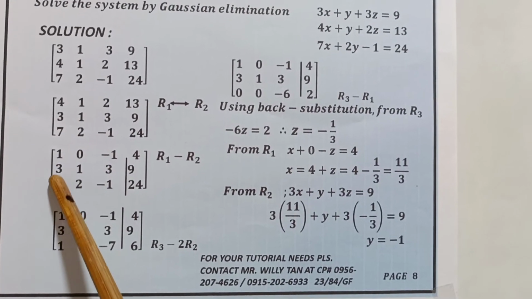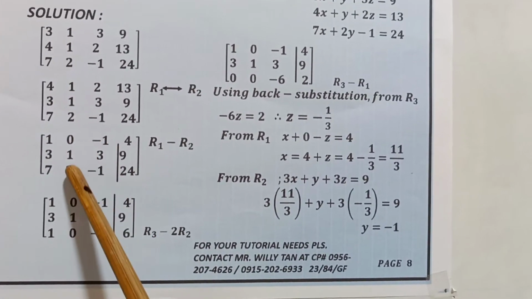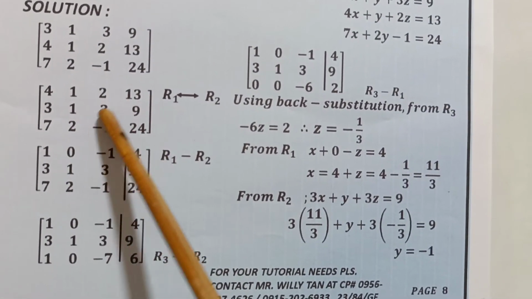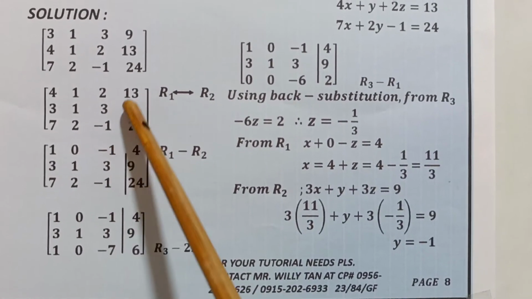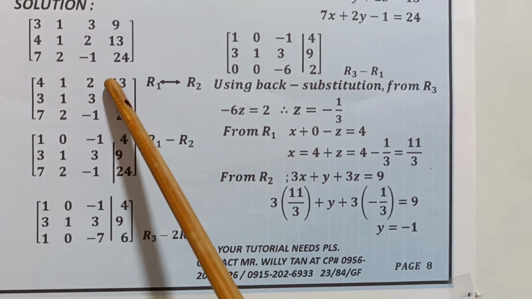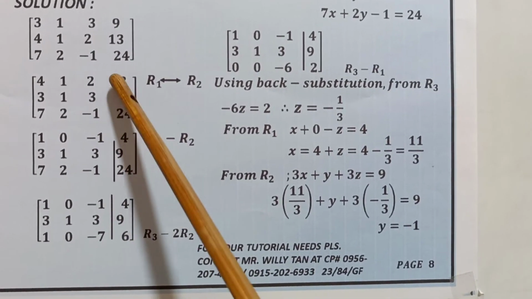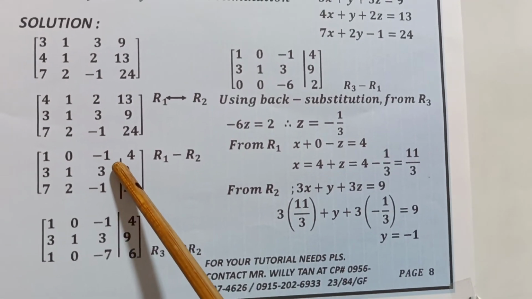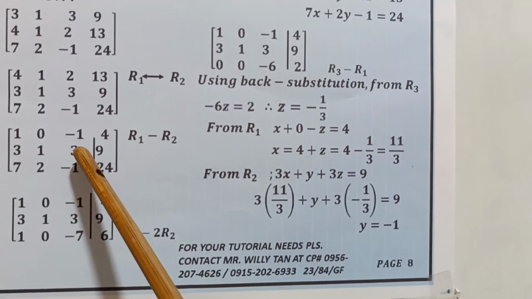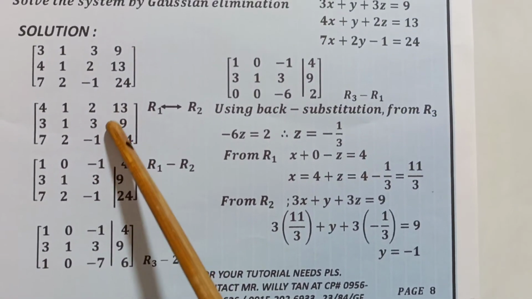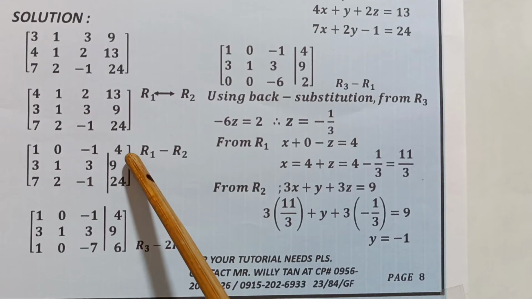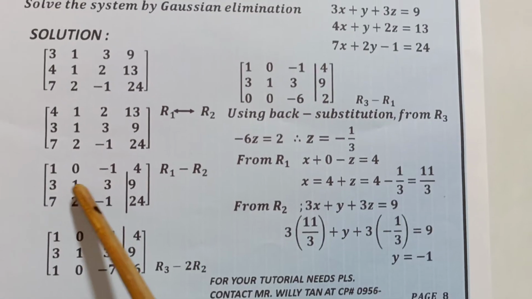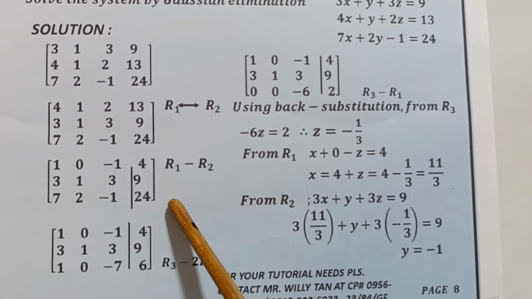So we now have a larger row 1 here. So 4 minus 3 is 1. 1 minus 1 is 0. We will write the difference in row 1. So 3 minus 1 is equal to 2, 3 minus 2 is negative 1, and 2 minus 3 is negative 1. 13 minus 9 is equal to 4. So we just copy again all the other coefficients, 3, 1, 3, and 9, 7, 2, negative 1, 24.